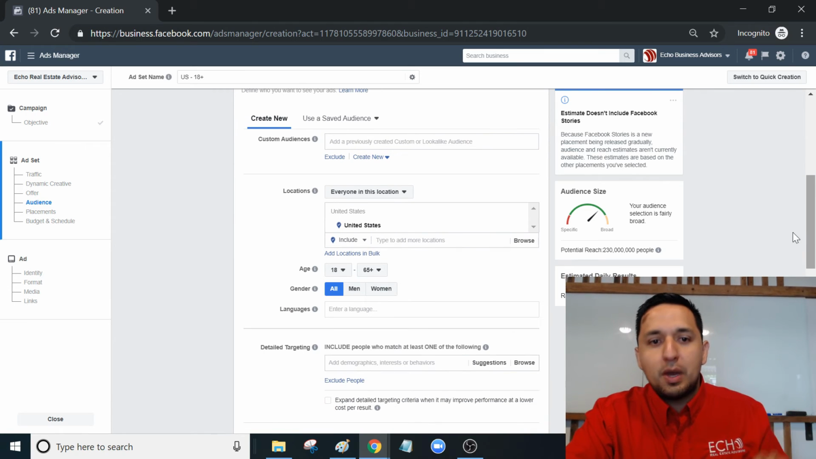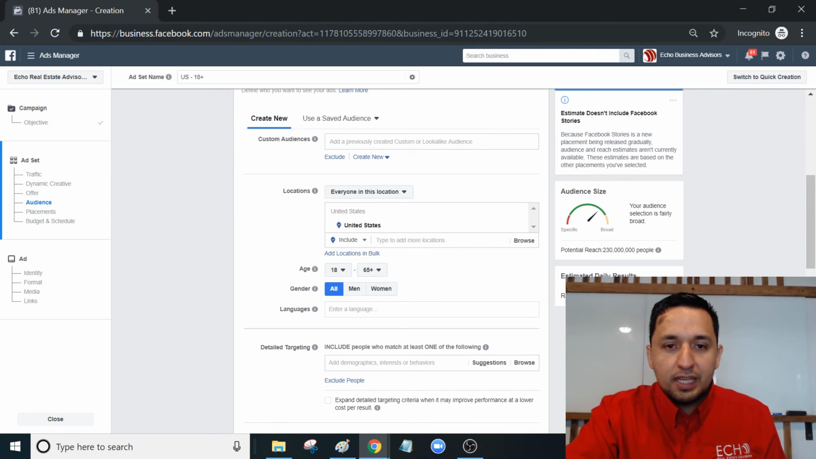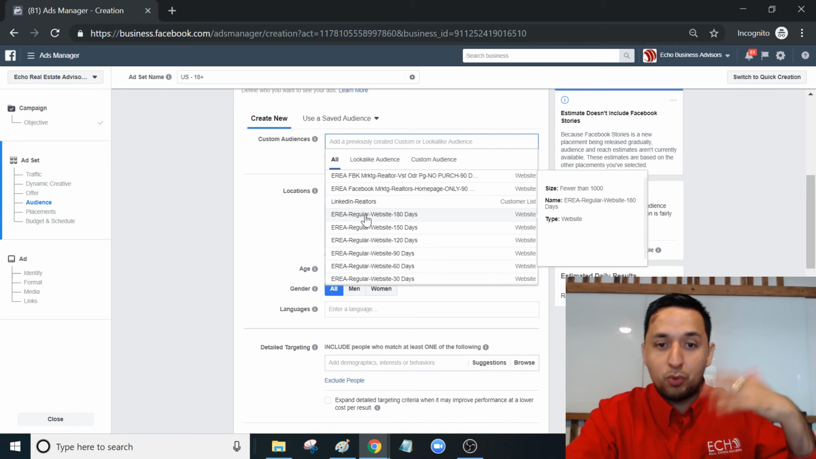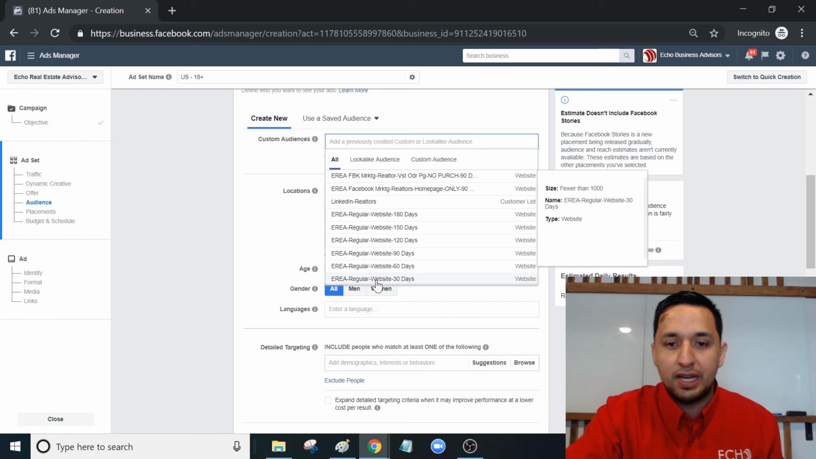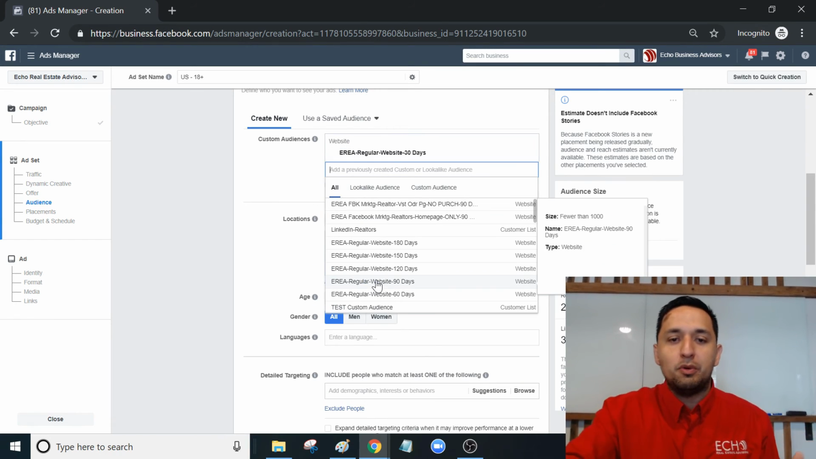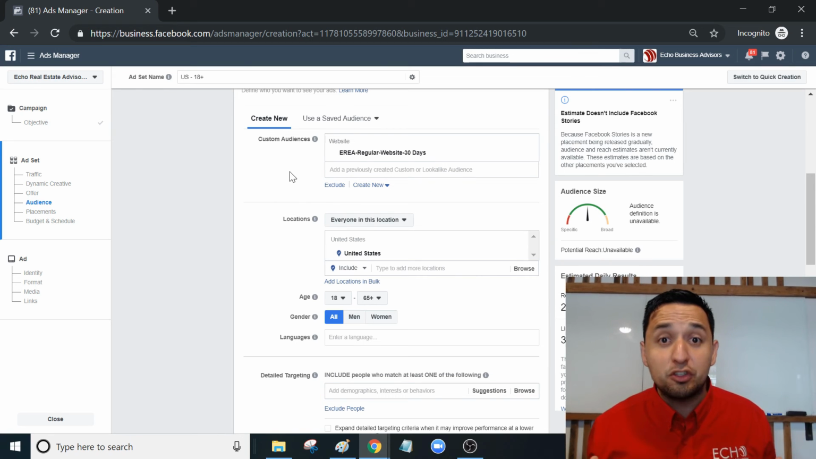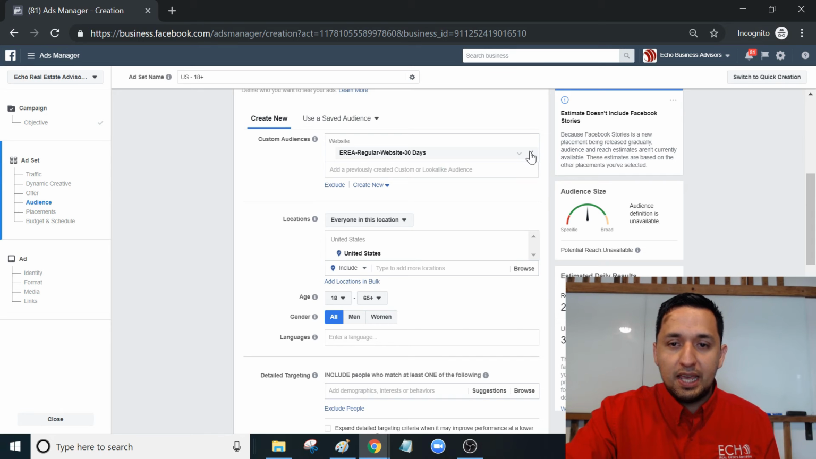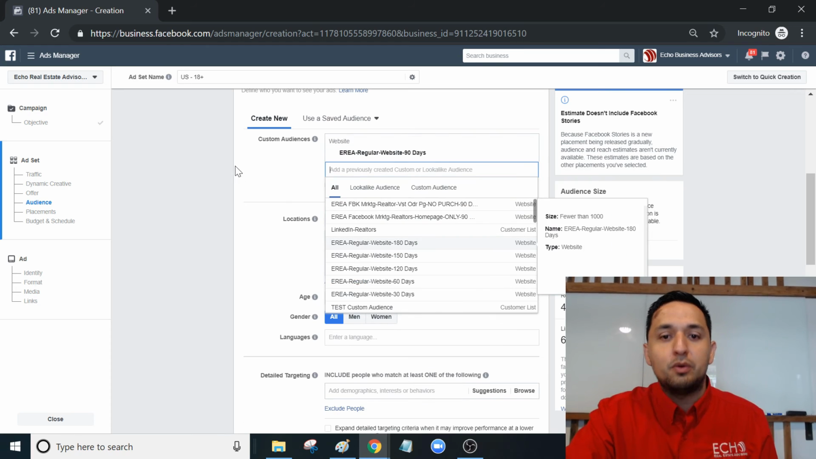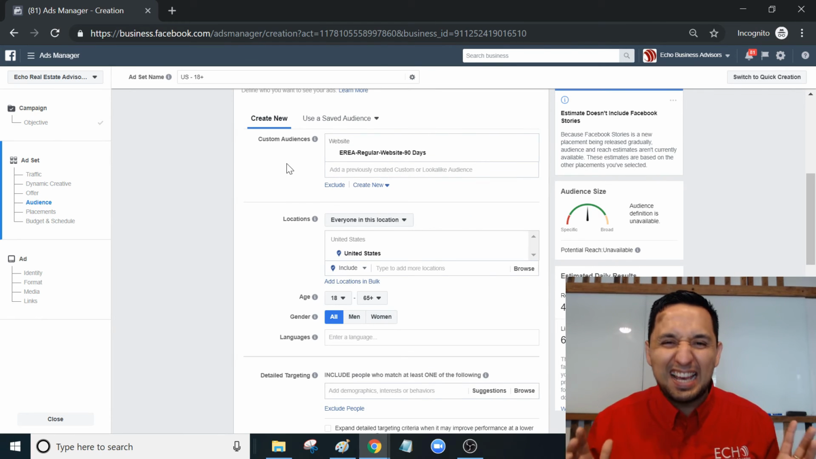Once you have those two items, what you're going to do at this point is you're going to come over here, and if you check these out where you see ERA, which is Echo Real Estate Advisors, my regular website, I have it separated and categorized in that way. So if I only wanted to target those people that have visited my website in the last 30 days, there you go. Now, let's say I wanted to target those people that visited my website in the last 90 days.